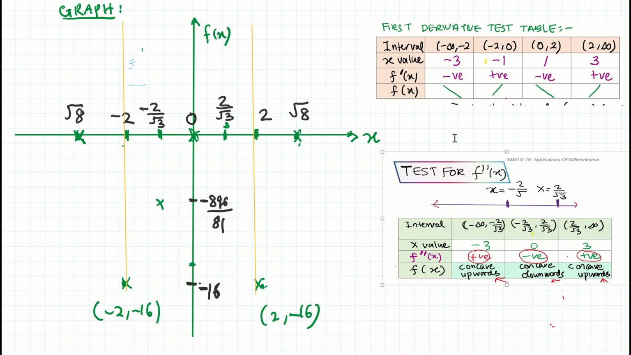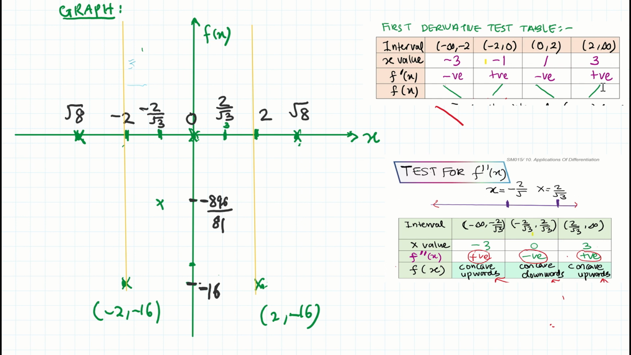Okay, so we continue to sketch the graph. Take a look at the first derivative test, that is this table. We can see that from negative infinity to negative 2, the function is decreasing. From negative 2 to 0, the function is increasing. From 0 to 2, decreasing. And from 2 to infinity, the function is increasing.